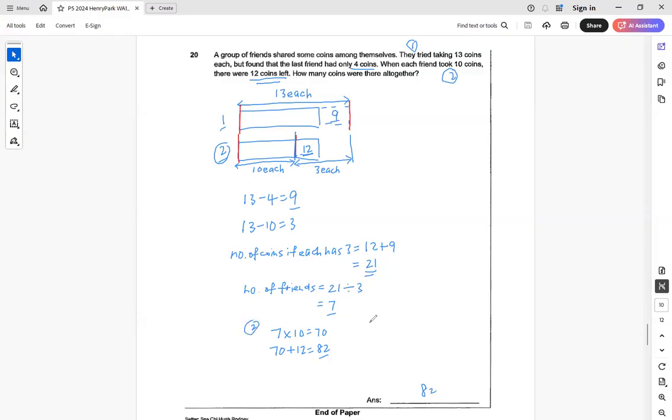Let's say I did scenario 1 instead. Scenario 1 is the one on top. So there are 7 friends, each of them got 13 each, so I take 7 times 13, which equals 91. Then remember, theirs is only until here. There's this shortage of 9, so I have to minus 9. So 91 minus 9 gives me 82 as well. Okay, so that's the answer for question 20.